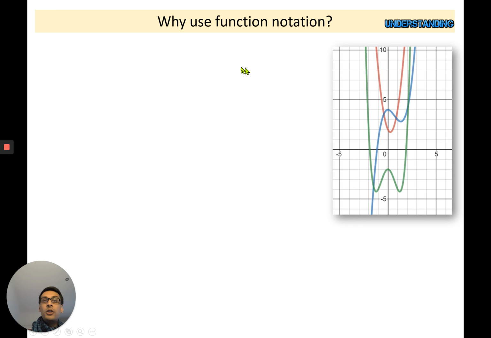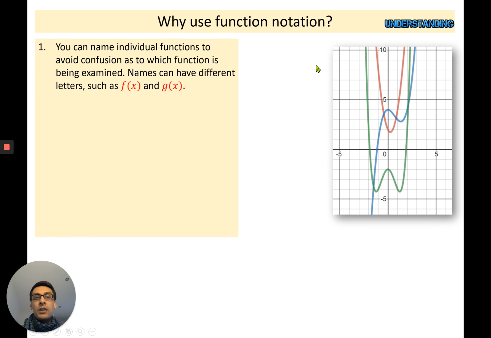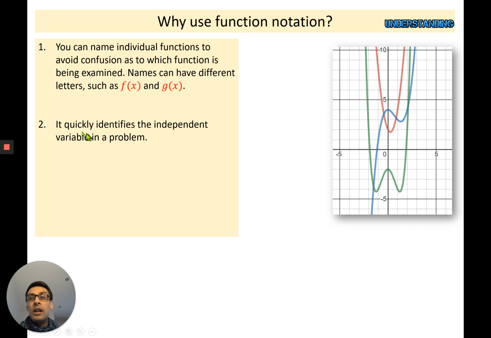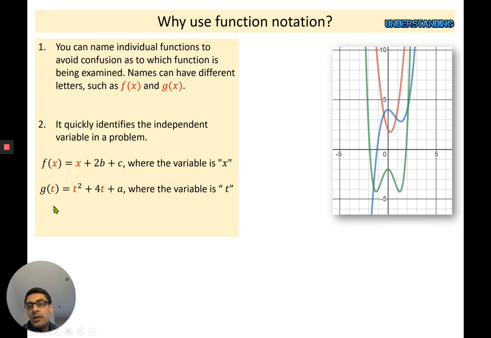Okay, so why do we use function notation? First of all, you can name individual functions to avoid confusion. So f of x and g of x, so it's easy to spot which function is which. It quickly identifies independent variables. So for example, if you're given an equation f of x equals x plus 2b plus c, the b and the c might confuse you. You think, well, do I substitute into that? Well, if you know it's f of x, it means you only replace this x, and the b and the c are just constants. Oh, and another example here, g of t is equal to t squared plus 4t plus a. It means you just ignore the a. There's nothing you can do with that unless you're given more specific instructions.